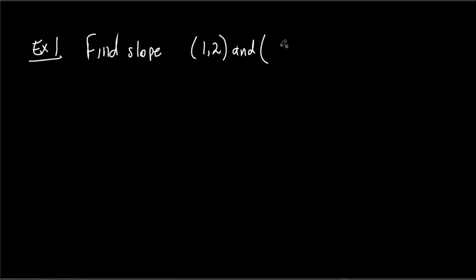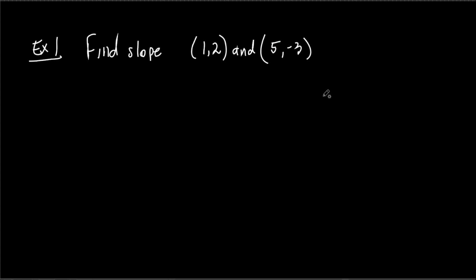Let's do an example. So example 1. We're finally at an example. All right. So what we're going to do is find the slope. I'm not going to write out the whole instructions. It's in the book if you want to see it. But it says find the slope of a line containing these 2 points. So find the slope of a line that contains these 2 points.